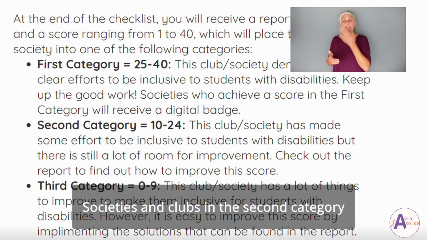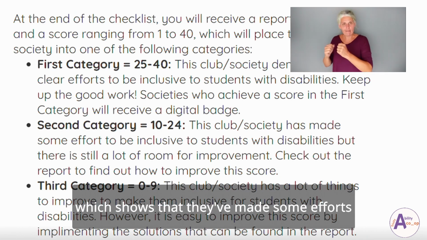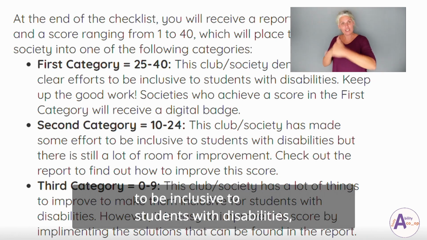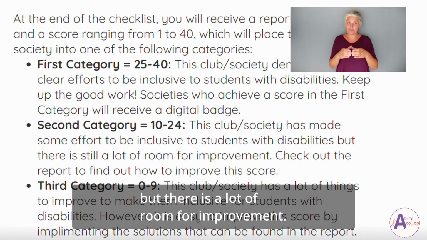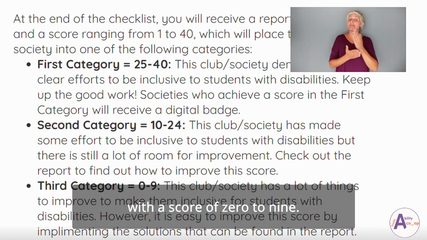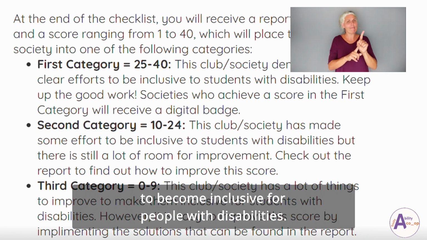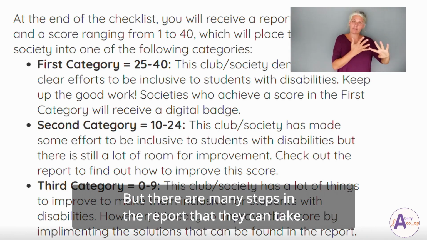Societies and clubs in the second category will have a score between 10 and 24, which shows that they have made some efforts to be inclusive to students with disabilities, but there is a lot of room for improvement. The third category is for clubs and societies with a score of 0 to 9. There are a lot of things that need to be improved upon for those in this category to become inclusive for people with disabilities, but there are many steps in the report that they can take.